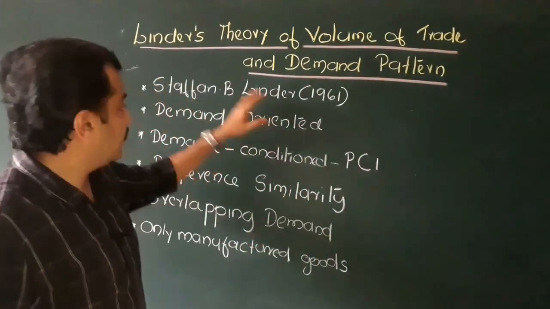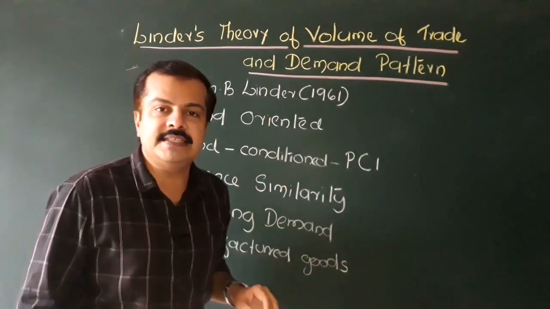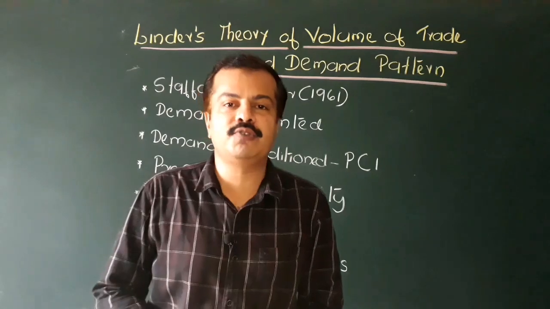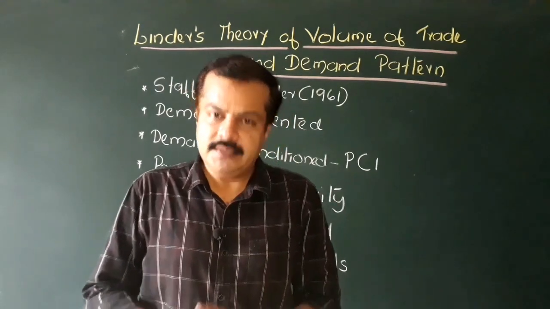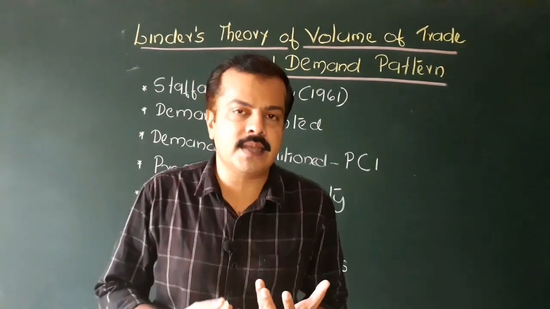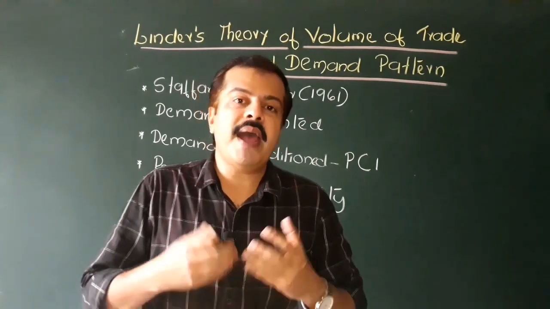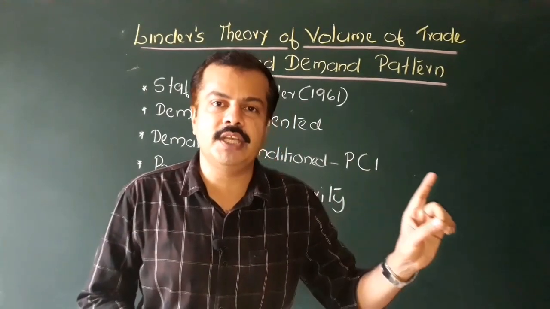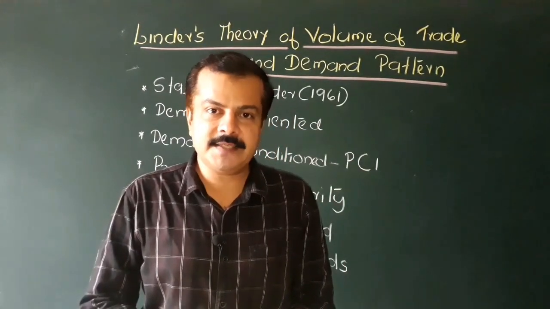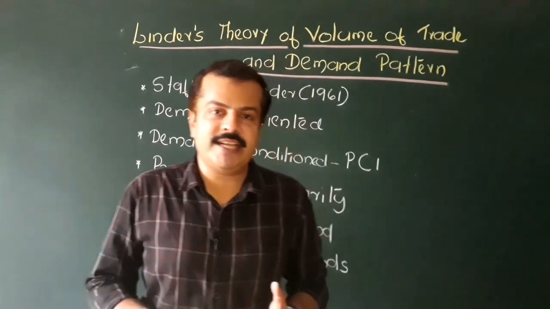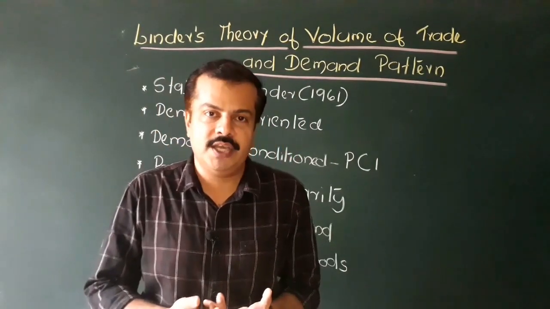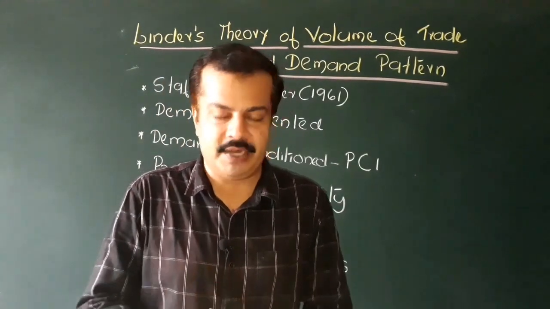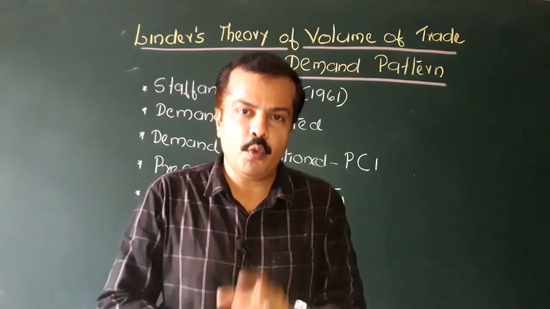Now, as we said, it was popularized by Stefan B. Linder in the year 1961 in his work titled An Essay on Trade and Transformation. This theory, or what is known as Linder's hypothesis, is a dramatic departure from a number of attributes with respect to the Heckscher-Ohlin model. That is, Linder's theory is able to explain a number of key issues which the Heckscher-Ohlin model in fact failed to explain or elaborate. Now let us examine one by one.